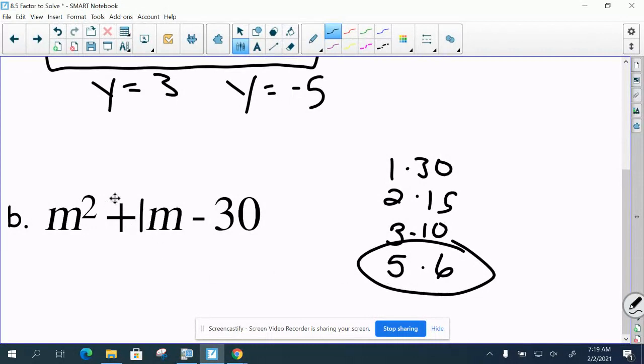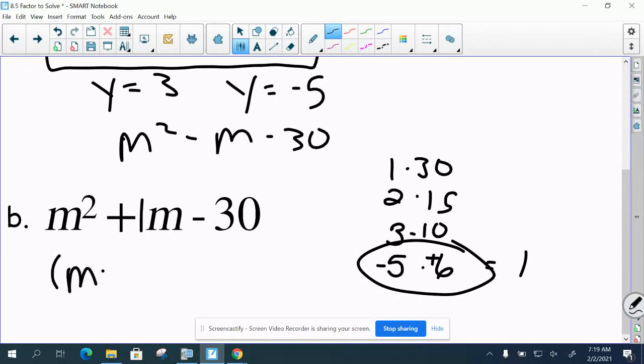Well, if we're trying to get plus here, we want our larger factor to be plus. So it's going to be -5 plus 6 will give us positive 1. If this was m squared minus m minus 30, then we would want the 6 to be negative because positive 5 minus 6 would give us -1 in the middle. All right, so here we'll have m minus 5 times m plus 6.